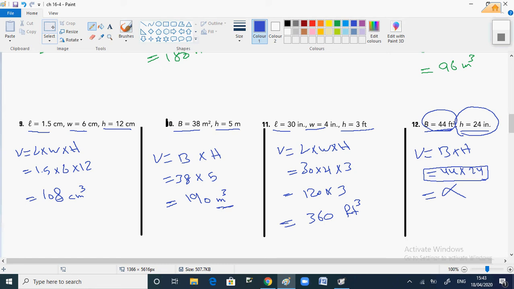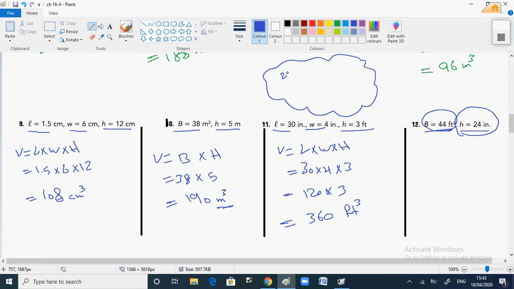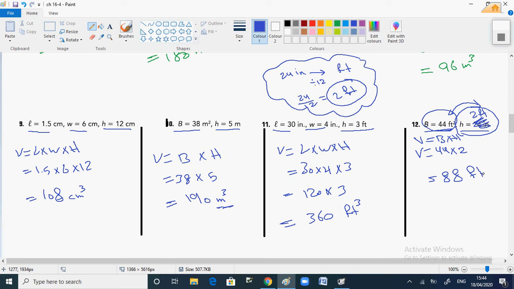So what should I do? I will convert the first unit, inches to feet. So how to convert inches to feet? 24 inches to feet. We have to divide from smaller to bigger. We take 12, divide by 12. So 24 divided by 12 is 2 feet. So now I will say 44, B times H, volume, times 2, because now I have replaced 24 by 2 feet. Look, now they have the same unit. So the answer is 88 cubic feet.